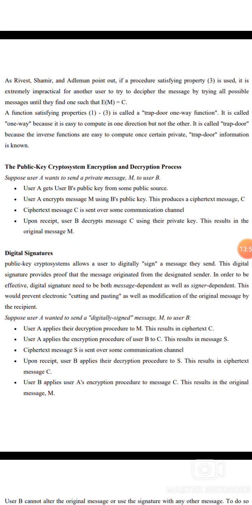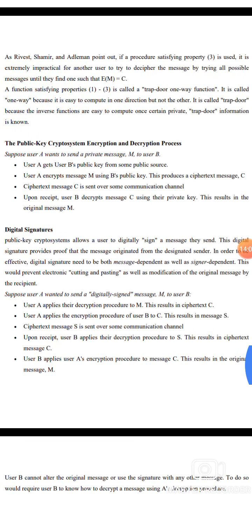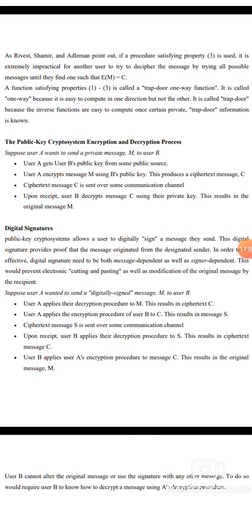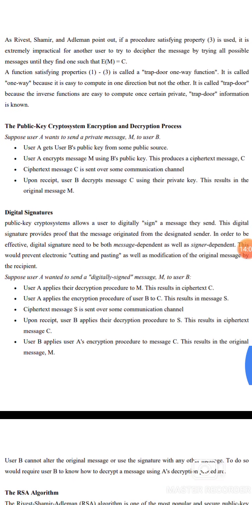The trapdoor is a one-way function. It is called one-way because it is easy to compute in one direction but not the other. It is called a trapdoor because the inverse function is easy to compute only if one knows certain private trapdoor information.